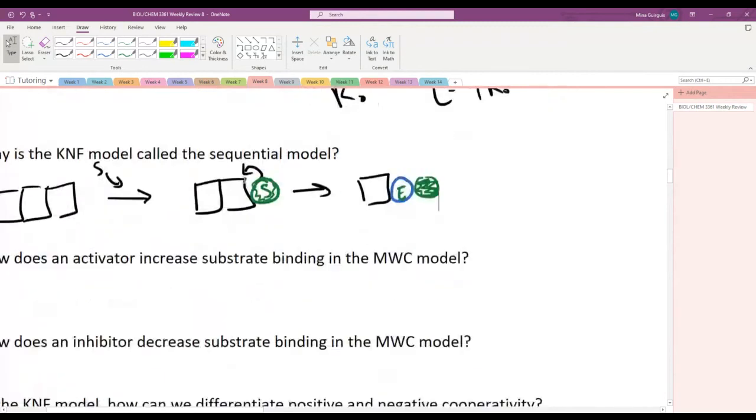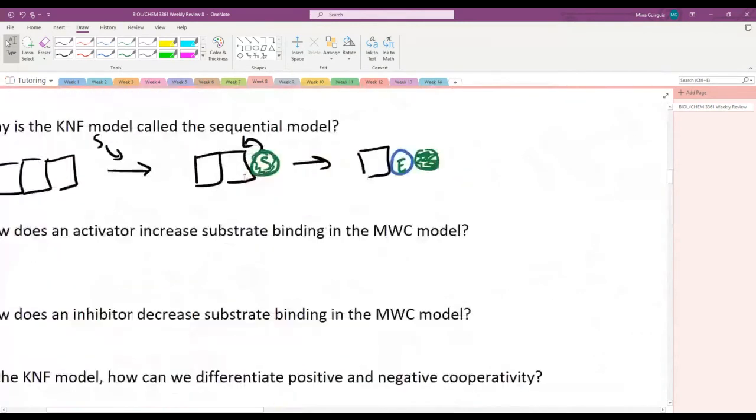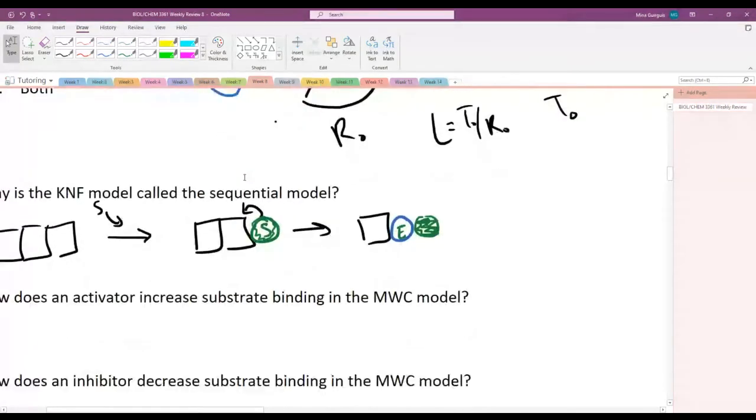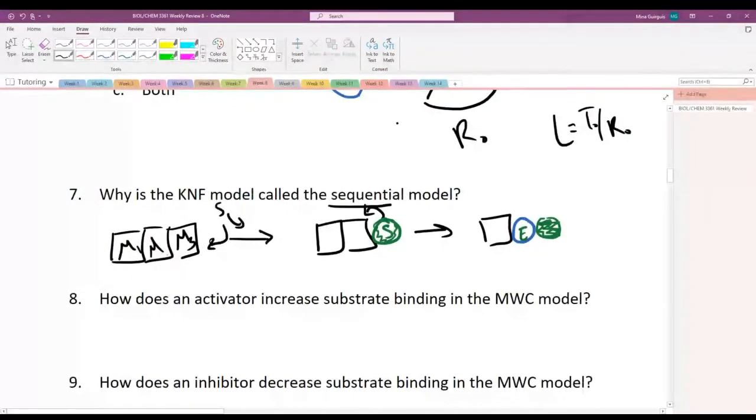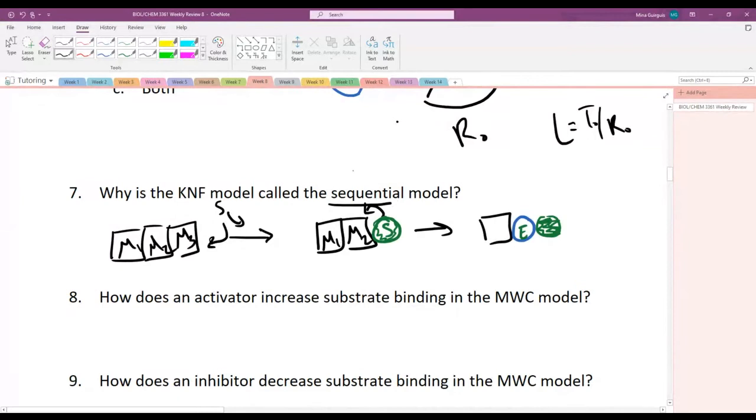But effectively what's happening, and as you can tell, we're going to talk a lot more about it in a little bit. So I'm not going to answer a ton about the KNF model yet because we're going to get there. But it's called the sequential model because substrate binds and affects, we'll call it M3, just going M1, M2, M3. M3 then affects M2. M2 then affects M1. It's happening in sequence, okay?